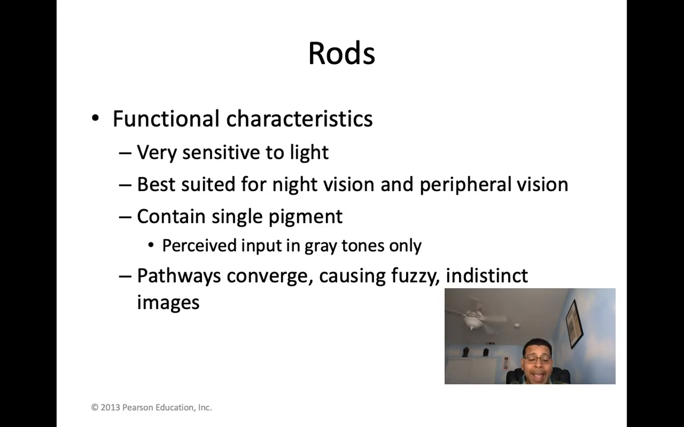Though rods are activated over a range of wavelengths that overlap with those that activate cones, there is no mechanism for distinguishing between frequencies, making objects that appear vividly colored in bright light appear in shades of gray as night falls. Our rods contain a single kind of visual pigment, so their inputs are perceived only in gray tones.